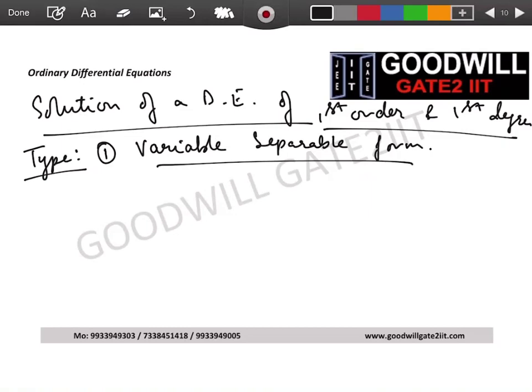So let us come to the first form, that is the variable separable form. Very easy and very important for your exam, because this comes in your exam many times, like it is a repeated question. This form is repeated, this type, variable separable form. So let's see what it is.